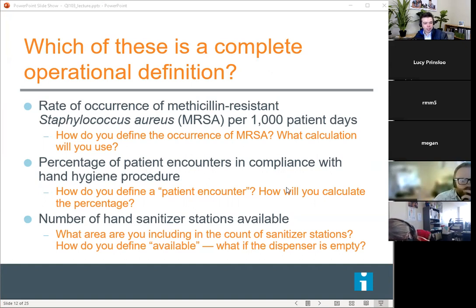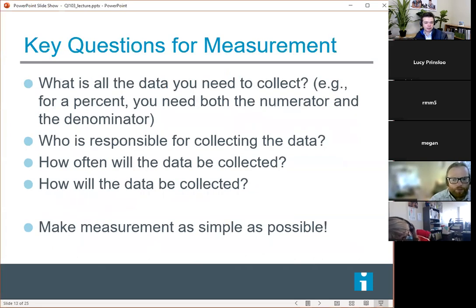So yeah, percentage of patient encounters in compliance with hand hygiene procedure. Again, how do you define a patient encounter? Is it one of the 5 moments? How would you calculate the percentage? What's the denominator? And then the hand sanitizer stations, are you including the counter stations, but some of them might be empty, so what is available? Anyway, these are all things that you think about in a definition to make it truly easy to measure for anybody. So these are the key questions.